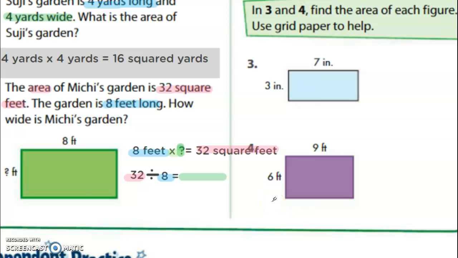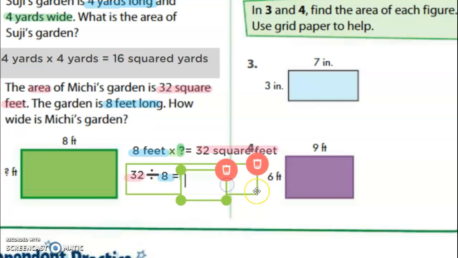Now I know, because I've been practicing my fours, that 4 times 8 is 32. So I know my missing number is 4 feet. Now it is not 4 squared feet because this is the width. This is not the area. 4 feet. Make sure you have that down.